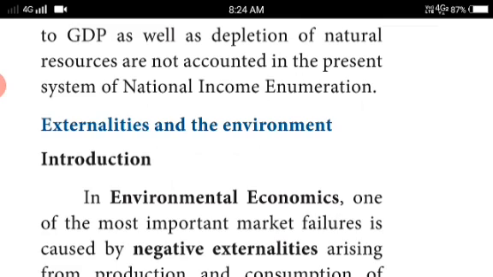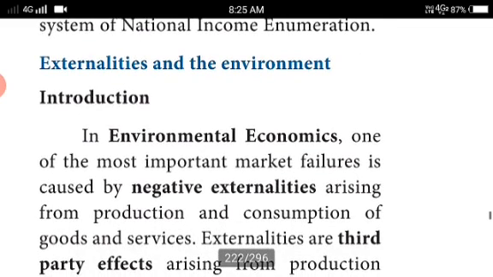So whatever goal we set for the future, we cannot achieve it. The quality will be declining by the human resources. The GDP as well as the depletion of natural resources are not accounted for in the present system of national income enumeration. Understood? Then, externalities and environment.